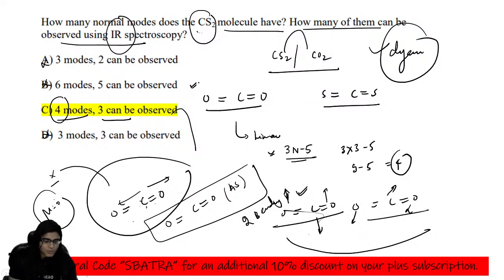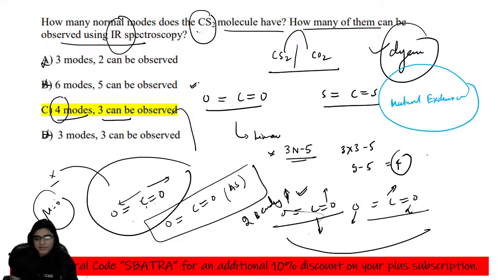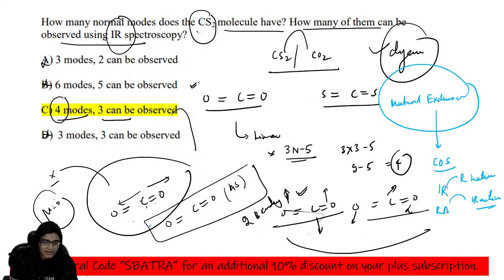Or what can I say, there is one more term, right? You must have heard that term, the rule of mutual exclusion. What is the mutual exclusion principle? First of all, the condition for the mutual exclusion principle is that you should have a center of symmetry. If you have a center of symmetry in a molecule, then IR active modes would be Raman inactive, and Raman active modes would be IR inactive. So we can say that this mode is IR inactive, so it must be a Raman active mode.